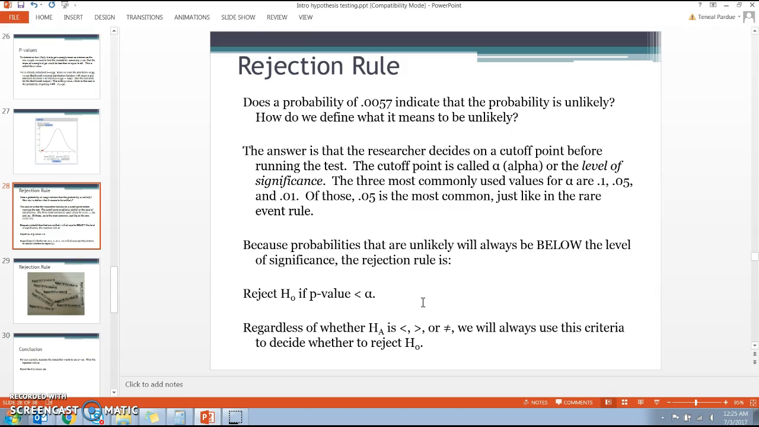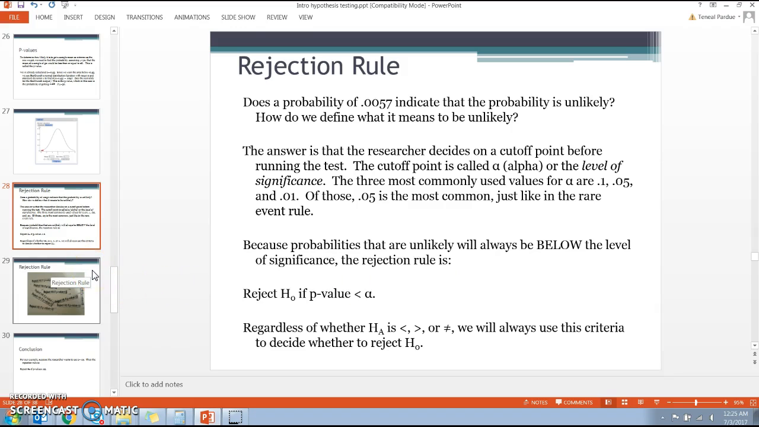Alpha will always be given in the problem. If you ever encounter one where it's not, just use 0.05. So assume 0.05 unless told otherwise. But regardless of whether your alternative hypothesis is less than, greater than, or not equal to, the rejection rule is always going to be reject H0 if p-value is less than alpha.